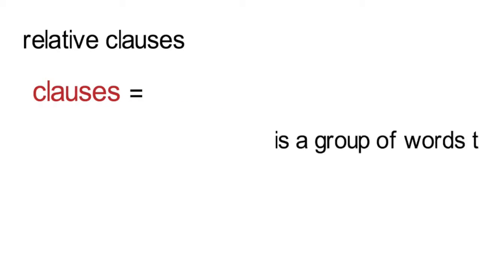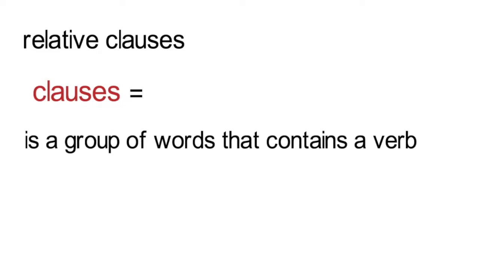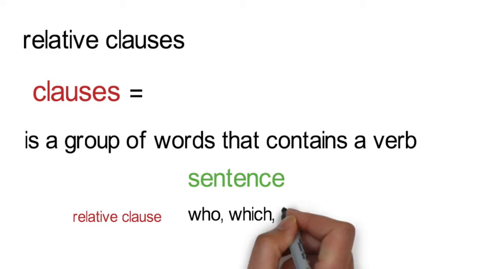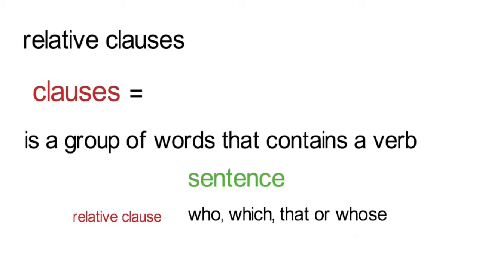A clause is a group of words that contains a verb and usually forms part of a sentence. They express a single thought. A sentence can sometimes have two clauses. A relative clause is one that's connected to the main clause of the sentence by a word such as who, which, that, or whose.